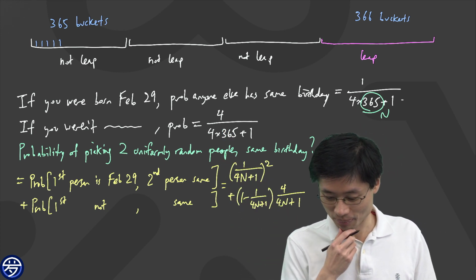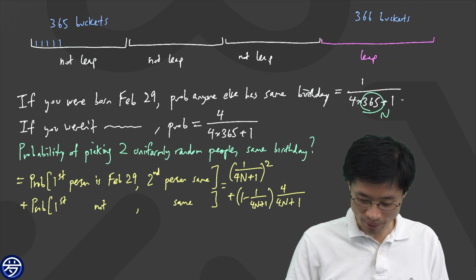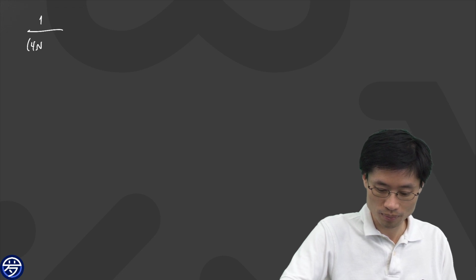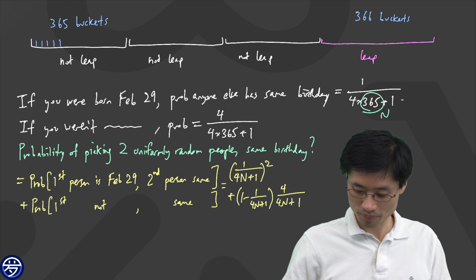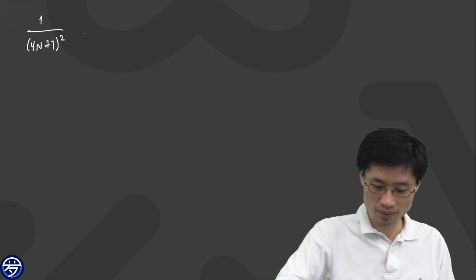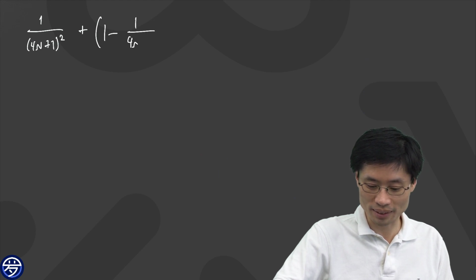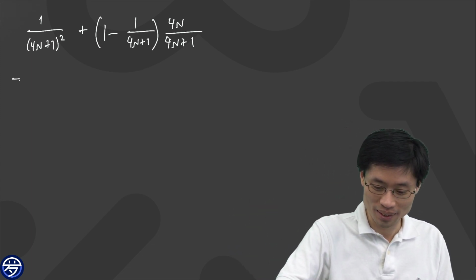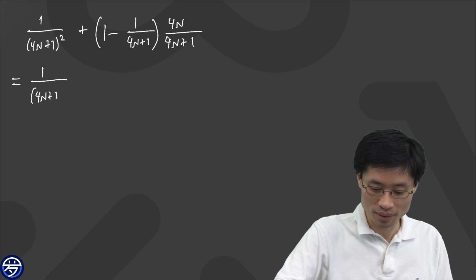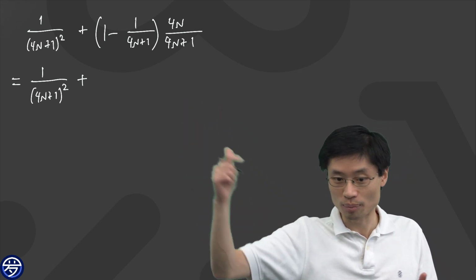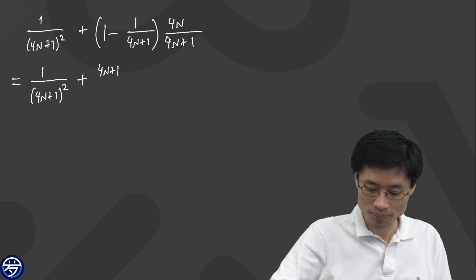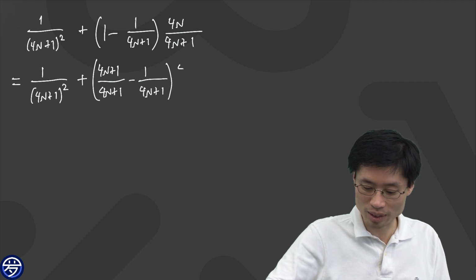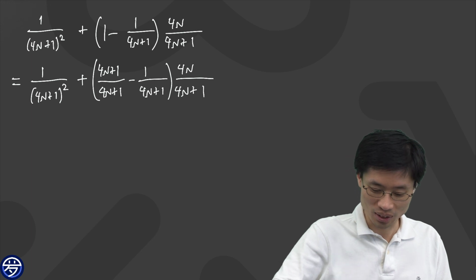Now let's put it all together. What is this? I'm going to write that on the next screen. 1 over 4n plus 1 squared. I'll write it like this. And then plus this piece. 1 minus 1 over 4n plus 1 times 4n over 4n plus 1. Okay, if I need to do this, let's just put it together. This is now algebra time. I'm going to write 1 over 4n plus 1, whole thing squared, plus this 1 minus, 4n plus 1 over 4n plus 1 minus 1 over 4n plus 1, over 4n over 4n plus 1. I'm doing it slowly just to show you something beautiful happens. Okay, we're going to get there.